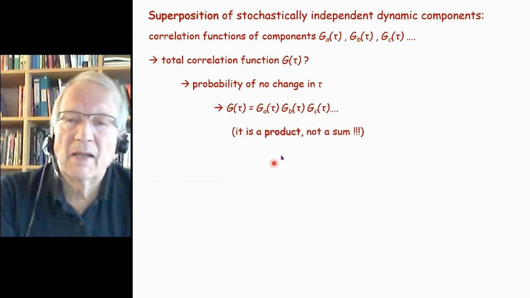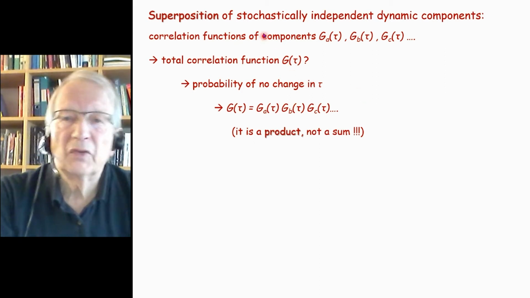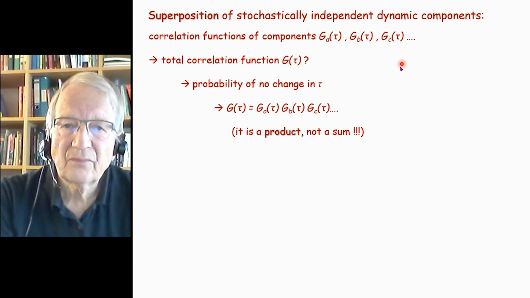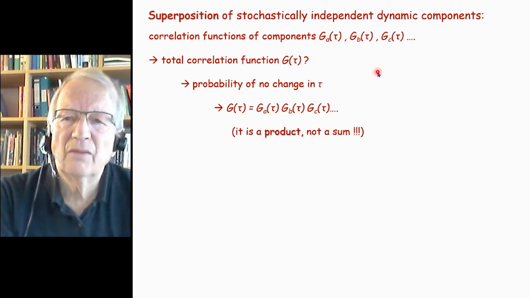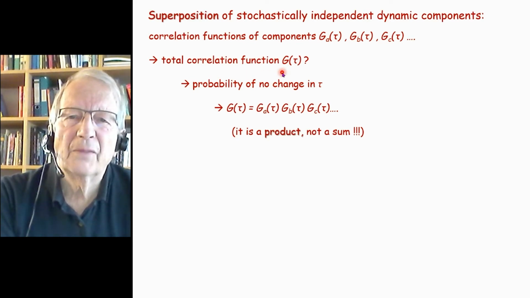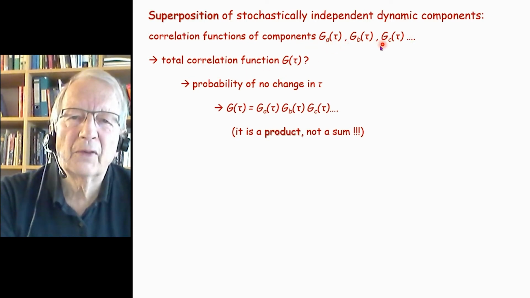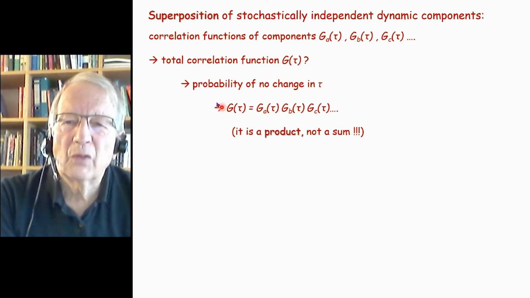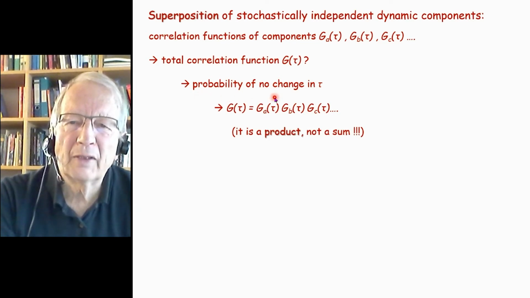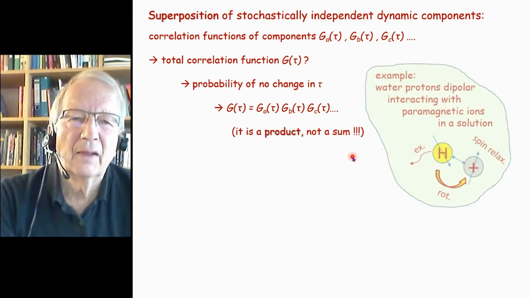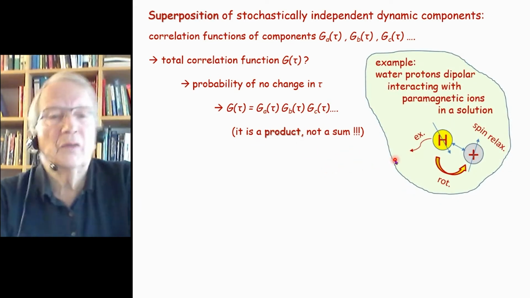Now, in many cases, we will have a superposition of stochastically independent dynamic components. And the question is, how can we form a total correlation function if we have these different correlation functions of these components? And of course, as a probability that there will be no change in tau, we have to form a product. It's a product, not a sum.